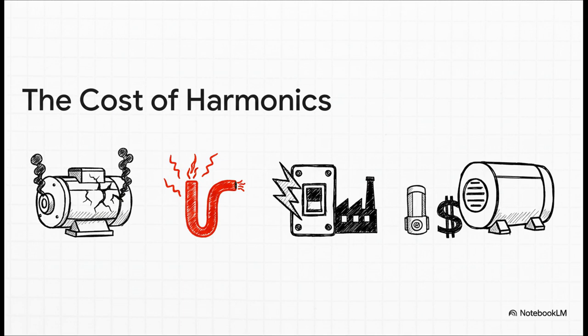Harmonics are literally cooking your equipment from the inside out. They cause motors and transformers to fail years before they're supposed to. They make your cables run hot. They cause circuit breakers to trip for no apparent reason, shutting down production. It even forces you to buy bigger, more expensive equipment just to handle all that extra stress.